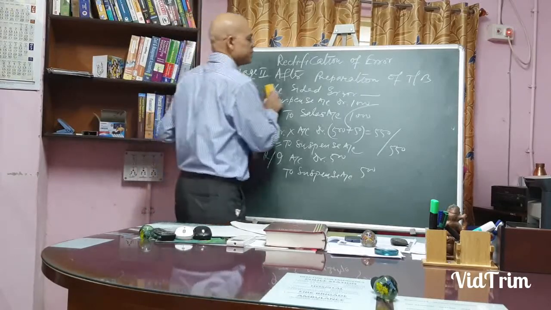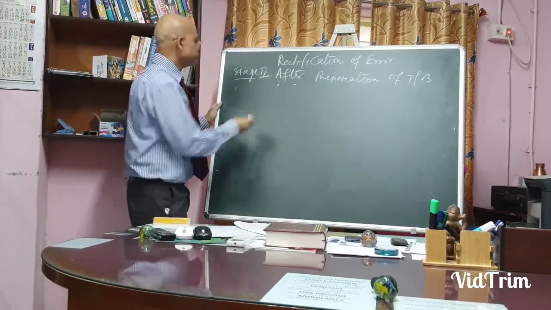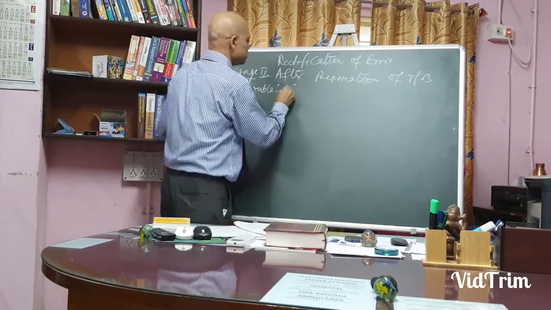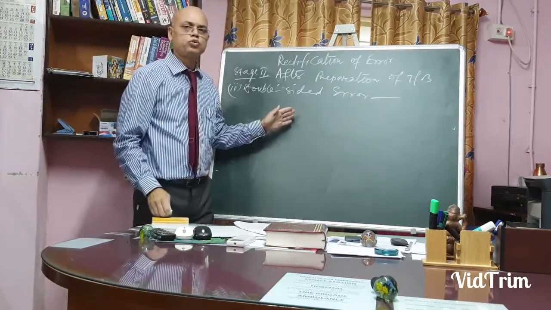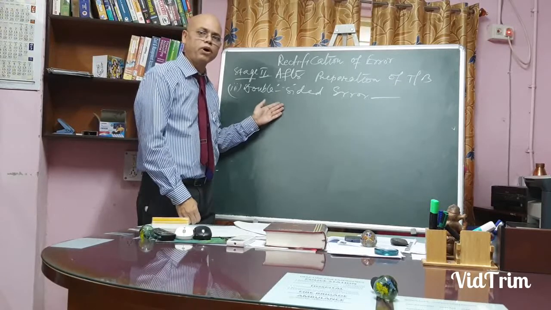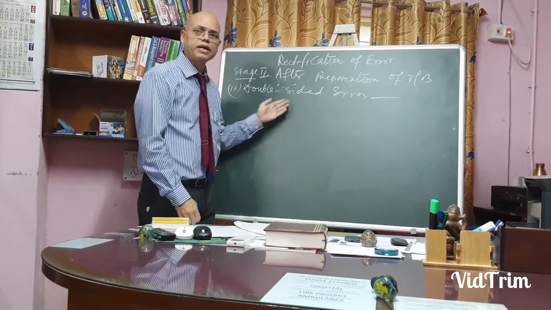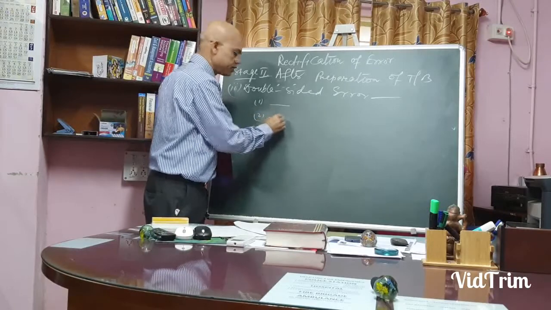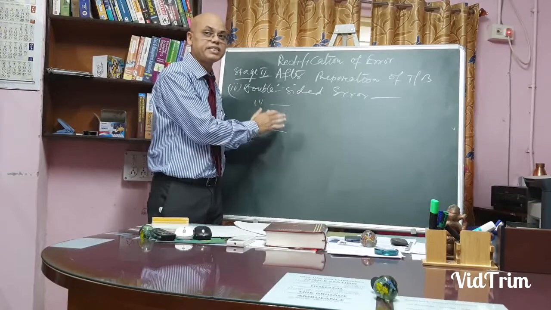Now, in case of double-sided error, the student should keep in mind that the three-step method which was followed before preparation of trial balance, the same rules you have to follow after preparation of trial balance. That is, you have to pass first the correct entry, second the wrong entry, and third the rectification entry, and the answer also will be the same.